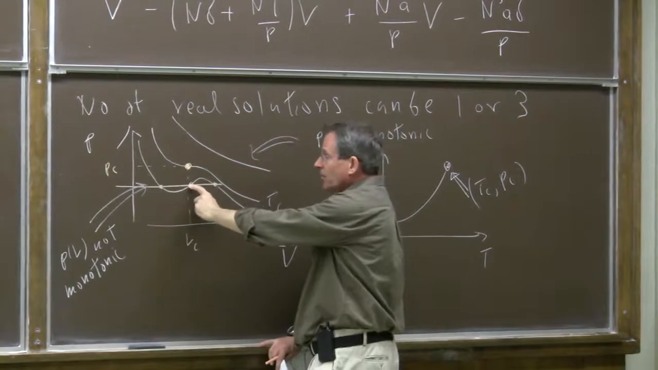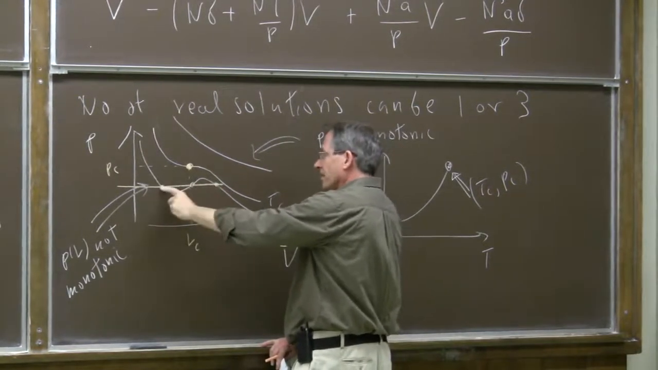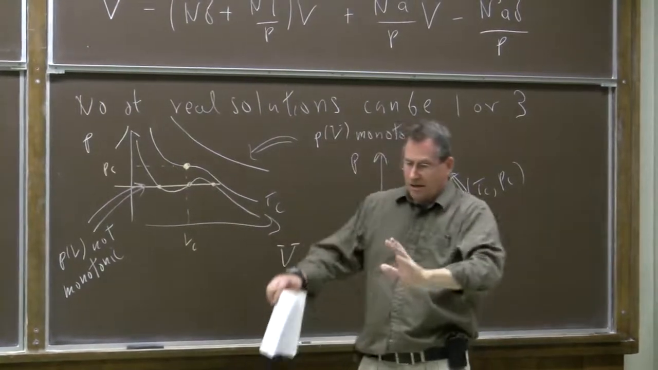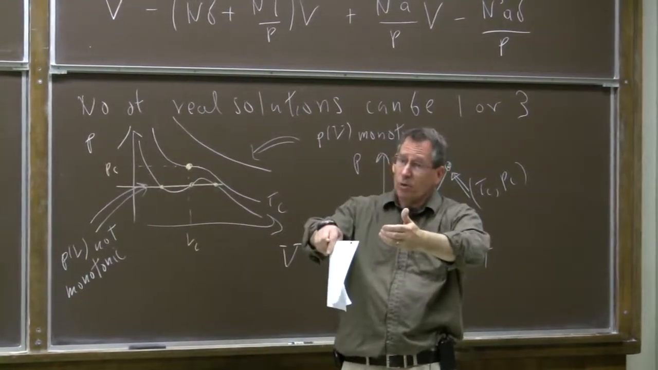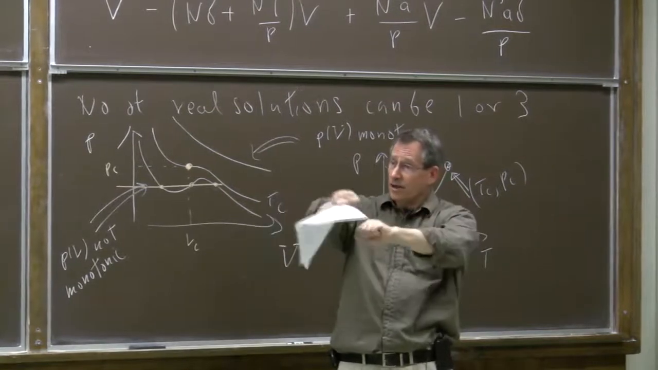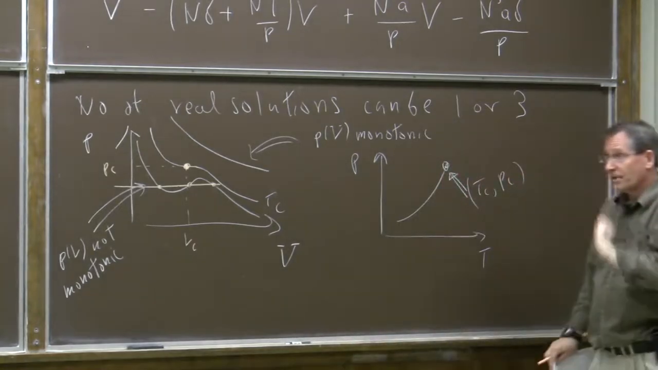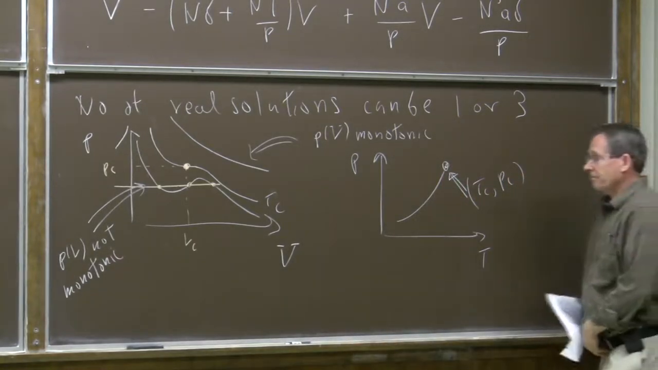Okay? And so what would happen if the volume were in between these 2 values of the volume is that instead of being homogeneous, the system will want to split up into 2 different phases which are in equilibrium with one another with different values of the density. Okay, but that's what I want to explain in the rest of the lecture.